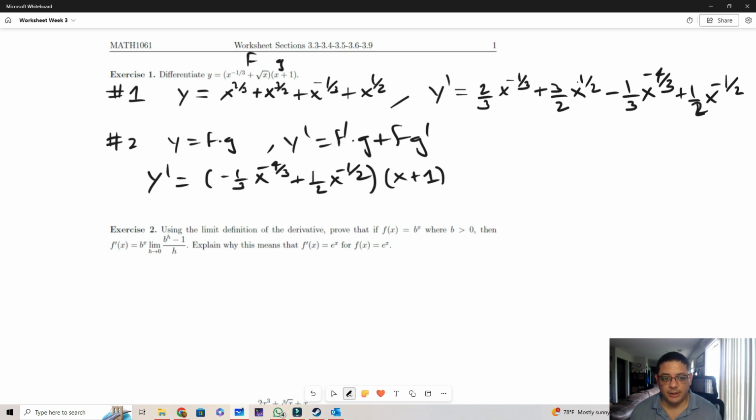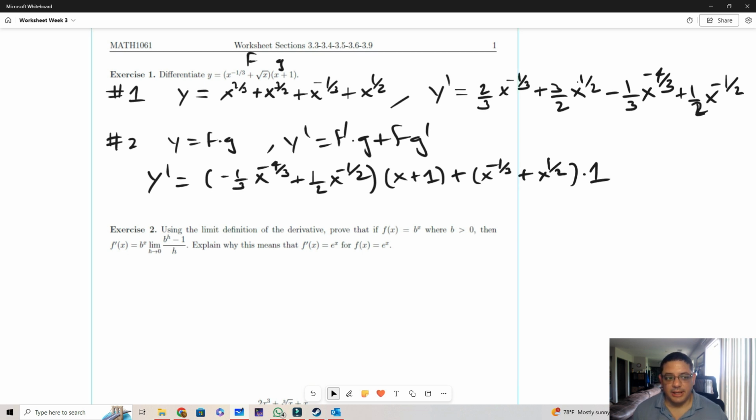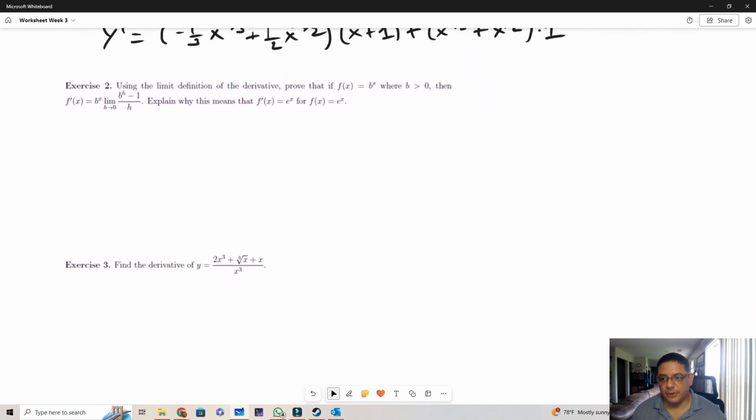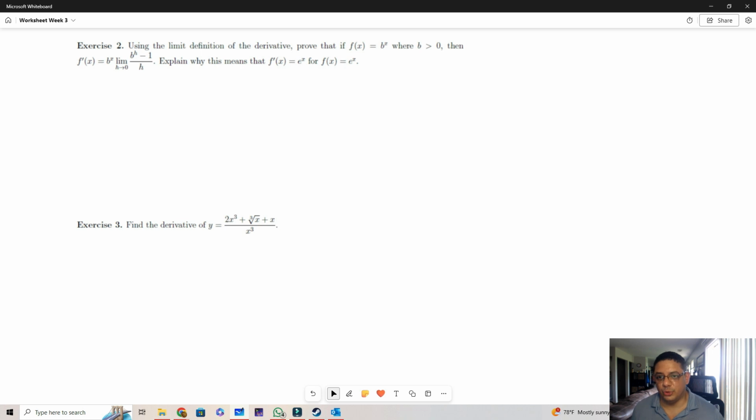Now in the next one we add f, which is x to the minus 1/3 plus x to the 1/2, and the derivative of g, which is 1. So depending on whatever you think, this might be an easier approach because you have to do fewer powers. But you gotta state very clearly the product rule. Okay. Now, exercise number 2 goes by using the definition of derivative.